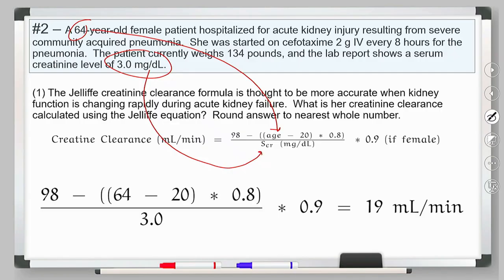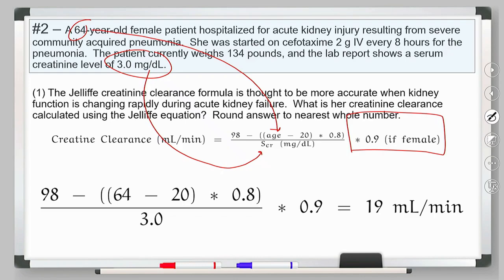So would everyone get 19? What could go wrong here? It's pretty straightforward, but don't forget about this. Both formulas I'm going to show you have this adjustment factor on the end if the patient is what? Female. Why do both formulas have an adjustment for female where it lowers the value?